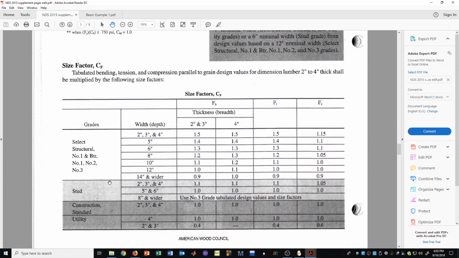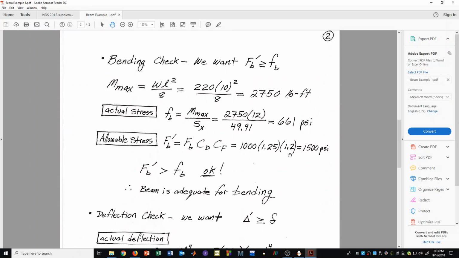And we see here that for a grade of number 1, we have a 4x10, so it's 10 inches in depth. And so 4x10, and we are doing bending. And so our C sub F factor is this 1.2 value right here from the table. Going back now again to our example, we see the C sub F factor is 1.2. Doing this calculation, we get an FB prime value of 1500 psi.